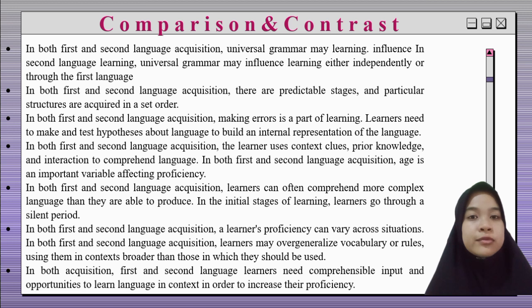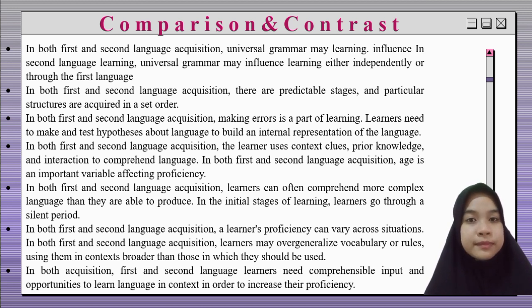Next, in both first and second language acquisition, particular structures are required. Next, in both first and second language acquisition, making errors is a part of learning. Learners need to make and test hypotheses about language to build an internal representation of the language. Next, in both first and second language acquisition, the learner uses context clues, prior knowledge, and interaction to comprehend language.